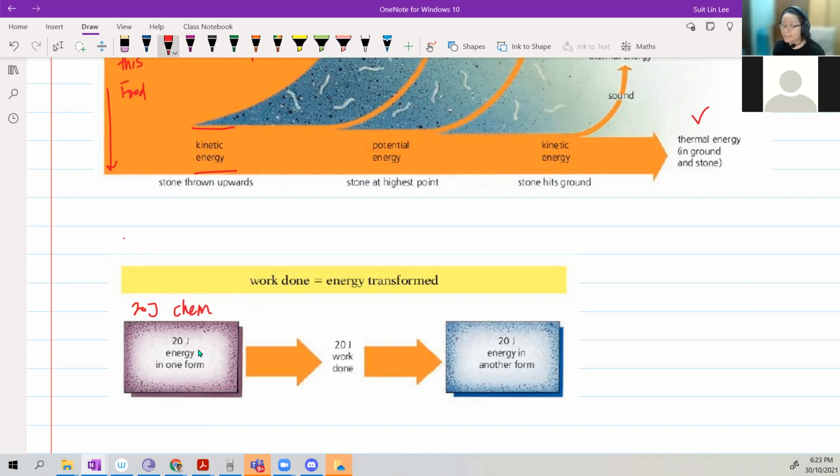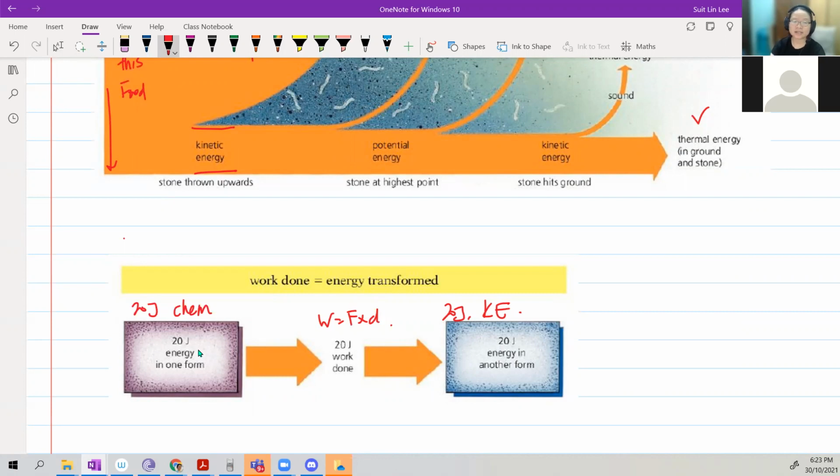And then my hand exerts the force, pushes the rock. That is the force that causes the work done. Work done here is force times distance. And this 20 joule of energy in another form can be kinetic energy, if this is perfect transfer.